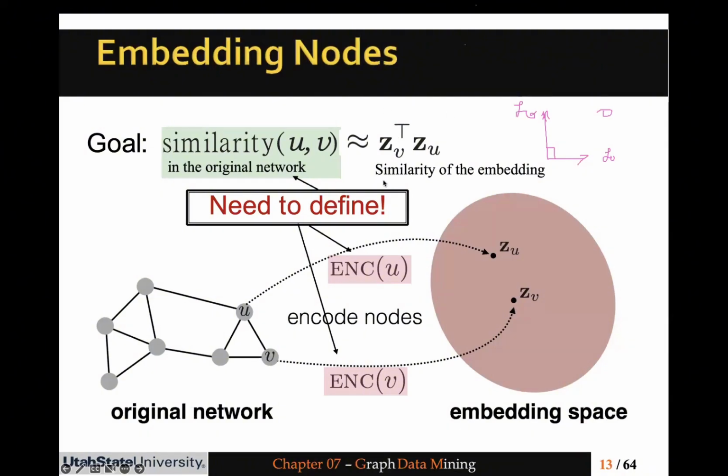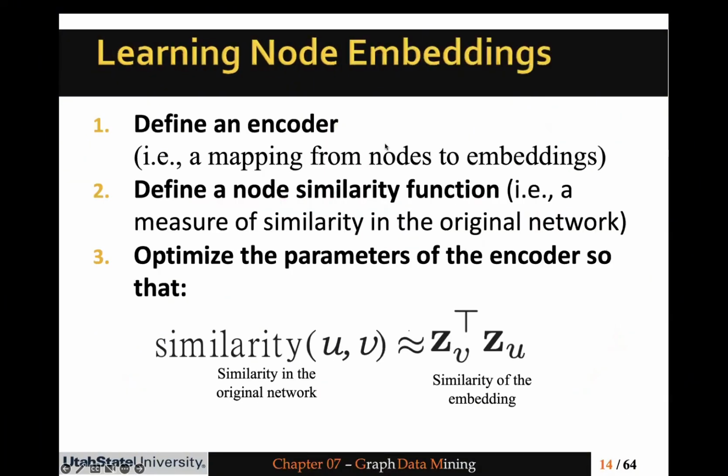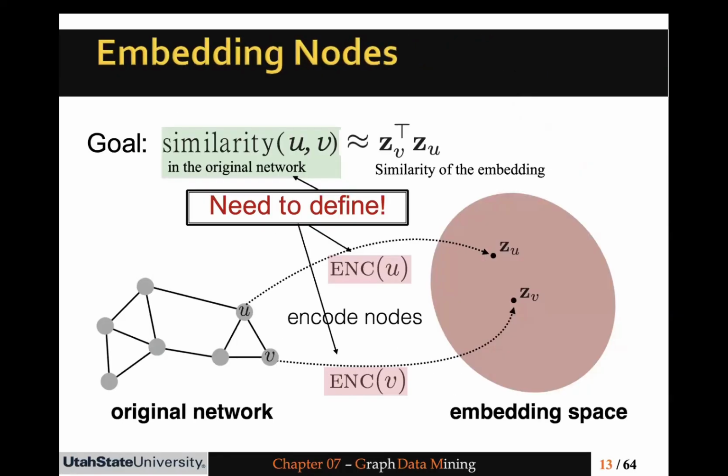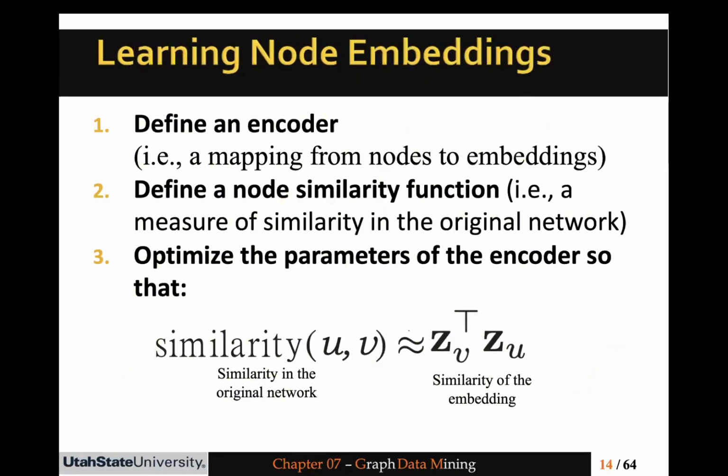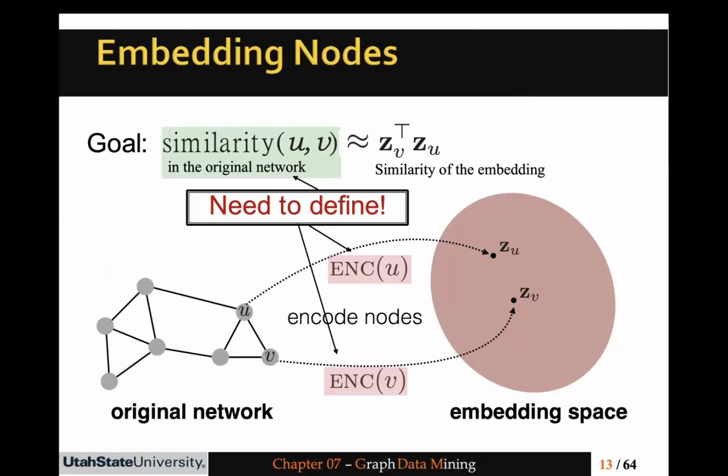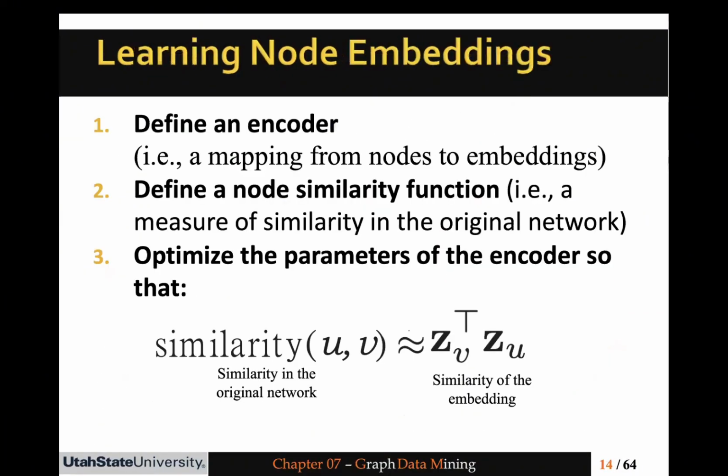So I already know how to define similarity in the embedding space. Now the next question is, how can I find the similarity in my original network, which is the topology on the left-hand side? In order to find the node embeddings, the ZUs and ZVs, I need three things.